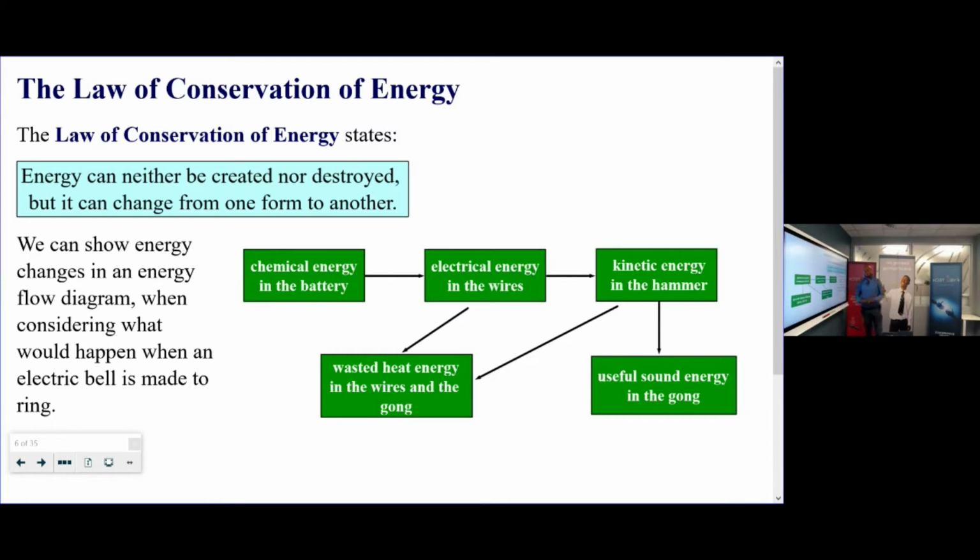Here we have chemical energy in the battery. In other words, the energy that is coming from the battery is going to move through the conducting wires and give us what? Electric energy in the wires. This electric energy, we talk about the electrons that are flowing along the wires or conductors.